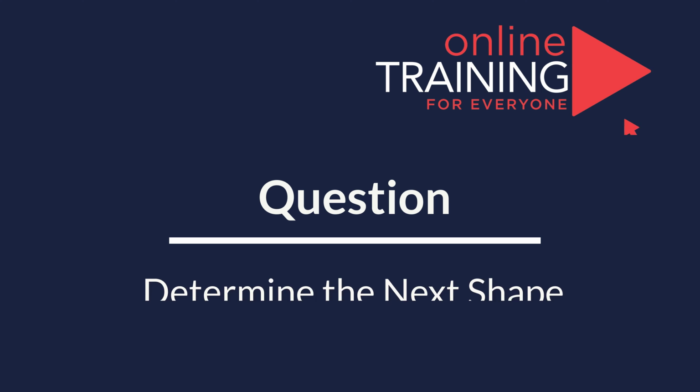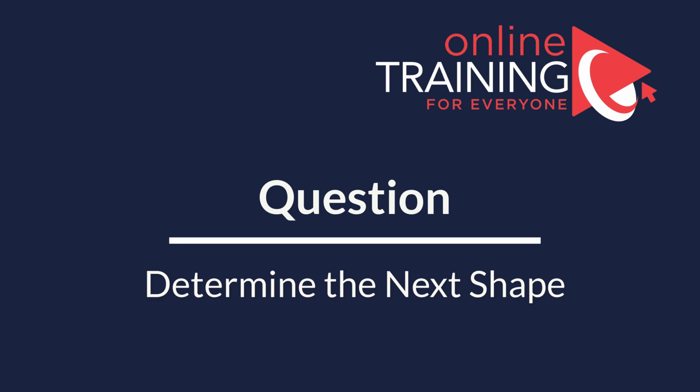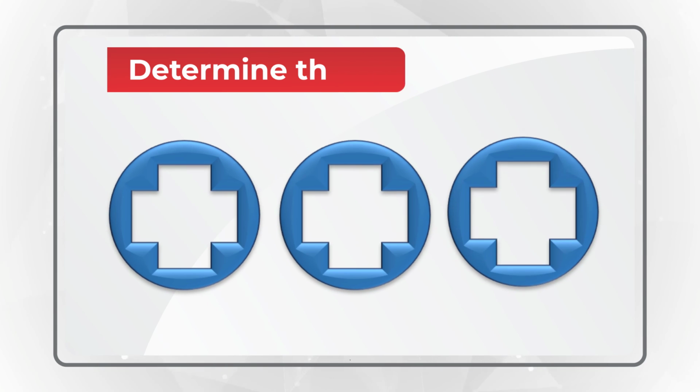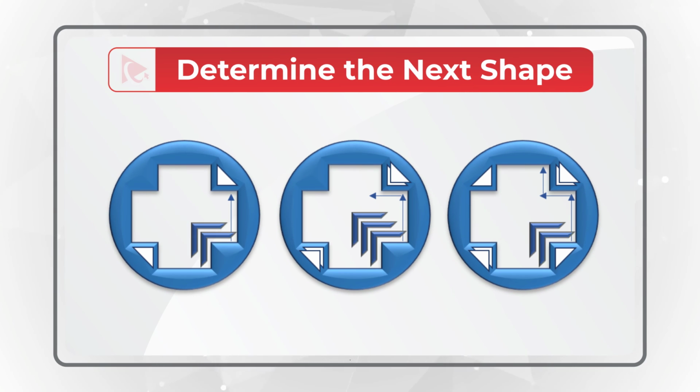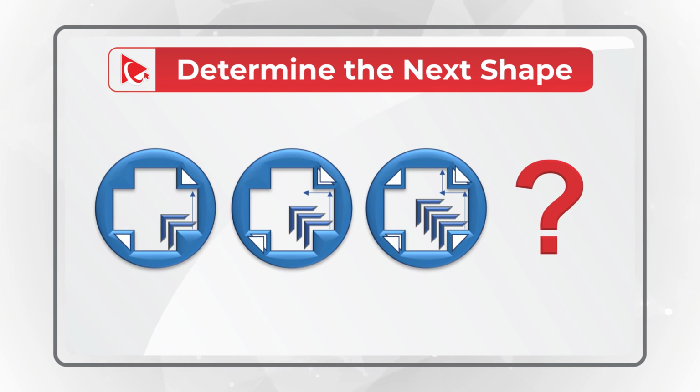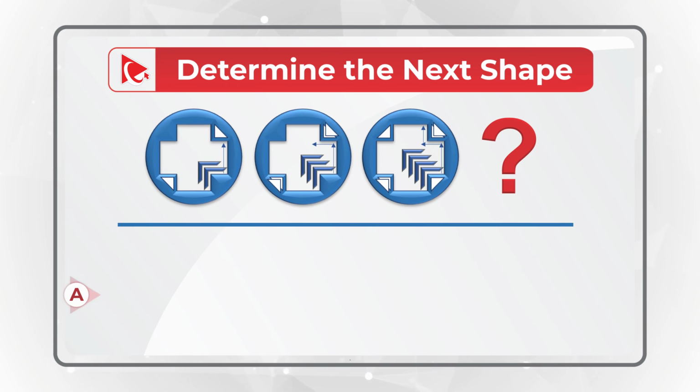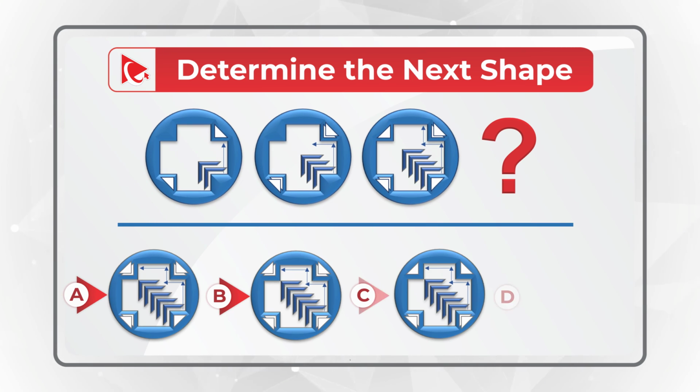And now I have a question for you to test your skills. You're presented with a series of objects, and you need to determine the next object in the sequence. Please choose one of the following 4 choices: A, B, C, and D.